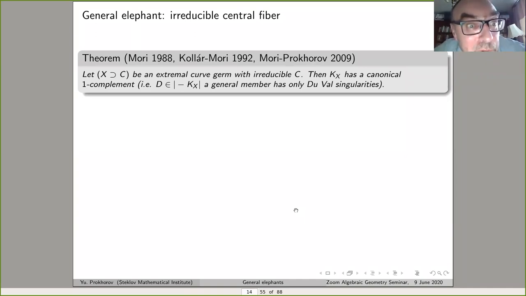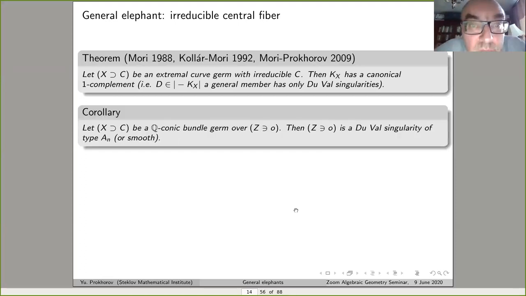But I have to say that, of course, in the algebraic case, for applications, it may happen that even if the relative algebraic Picard number is one, C can be reducible.